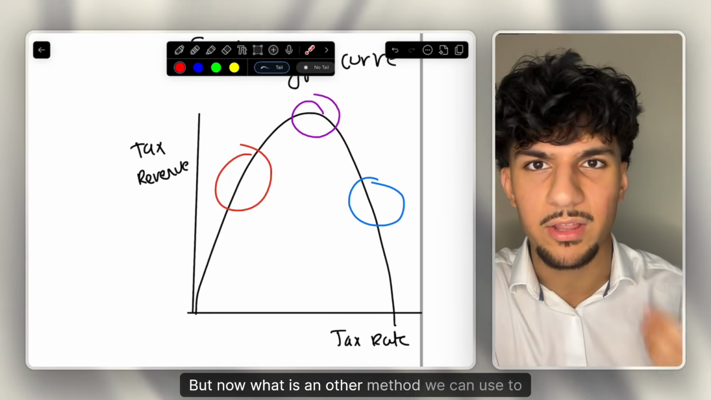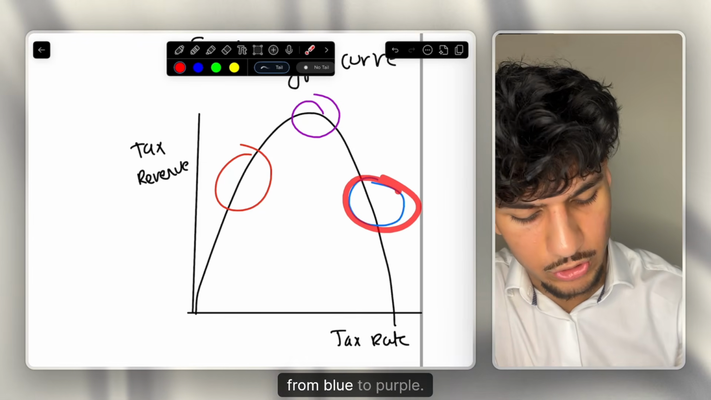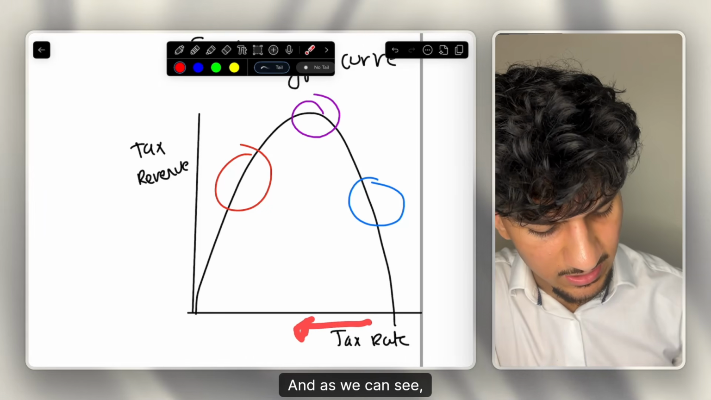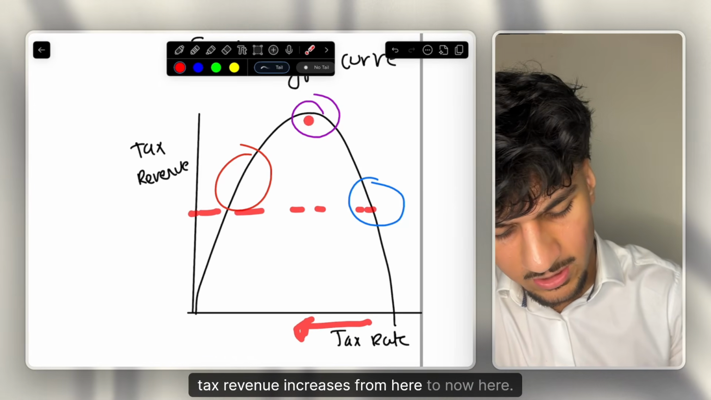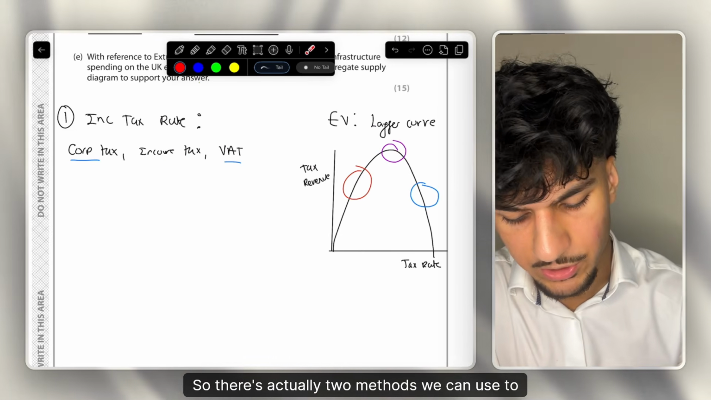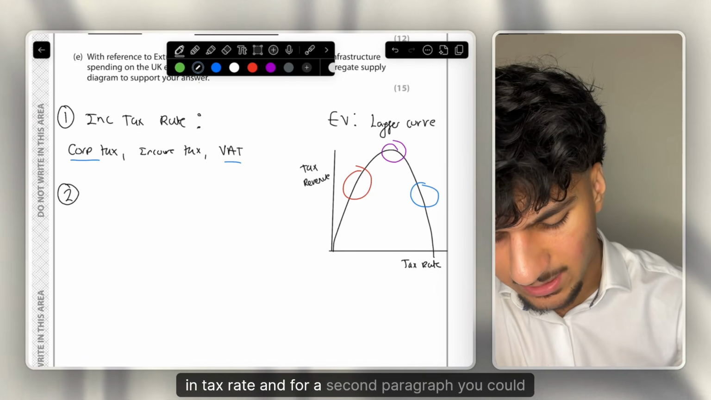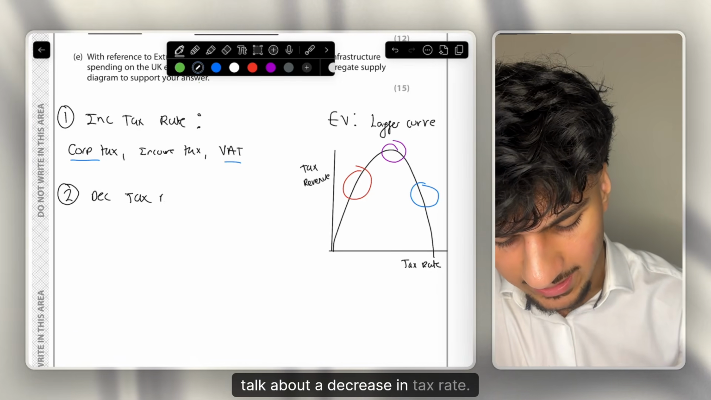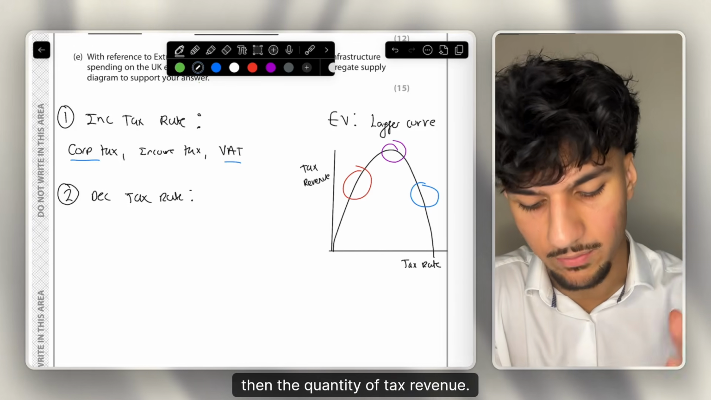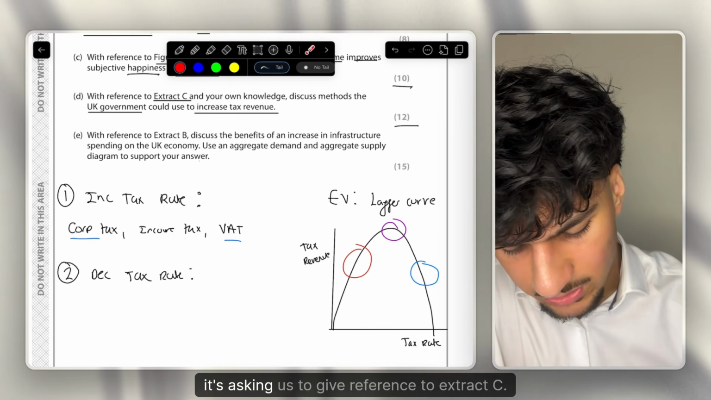But now, what is another method we can use to increase tax revenue? That is from blue to purple. What we can do is actually decrease the tax rate, and as we can see, tax revenue increases from here to now here. So we get a massive increase in tax revenue. So there are actually two methods we can use to increase tax revenue. For one paragraph, you could talk about an increase in tax rate, and for a second paragraph, you could talk about a decrease in tax rate and how that would then increase the quantity of tax revenue.